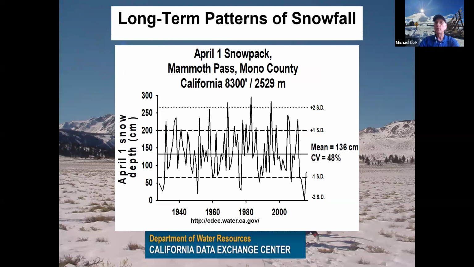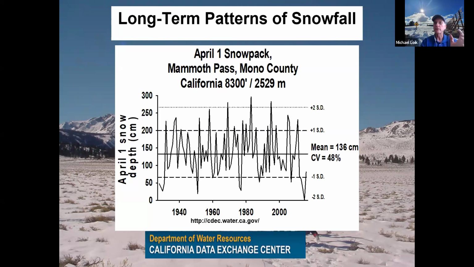So here's a depiction of the variability of long-term snowfall for roughly the past 100 years, not quite 100 years. So many of you, I'm sure, are familiar with William Mulholland and how the water from the Owens Valley was taken from farmers and transported through the aqueduct to the city of Los Angeles and supported the development of the city there. So the history of snowfall has been recorded since 1928, every April 1st since 1928.